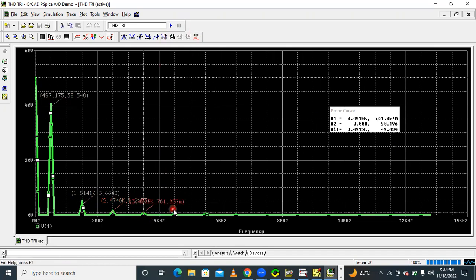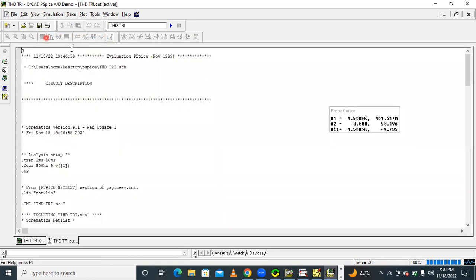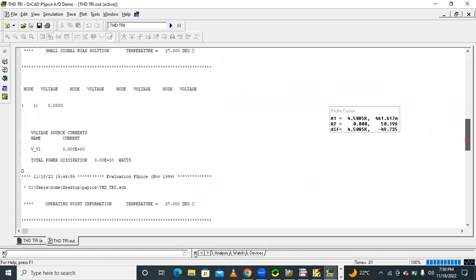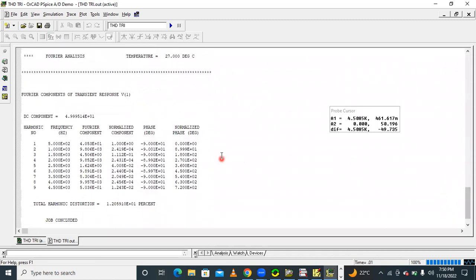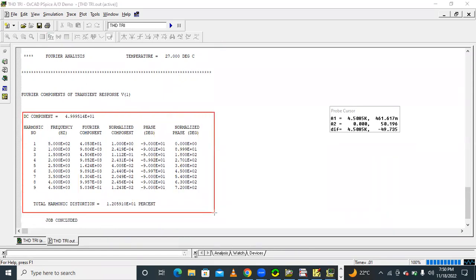And then this displays the different types of harmonics. Okay, after getting these harmonics, go to view, then simulate output file, and here the number of harmonics is 9. These are the number of harmonics and the total harmonic distortion.